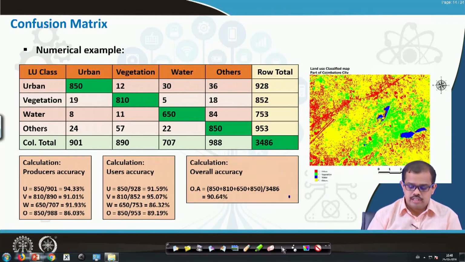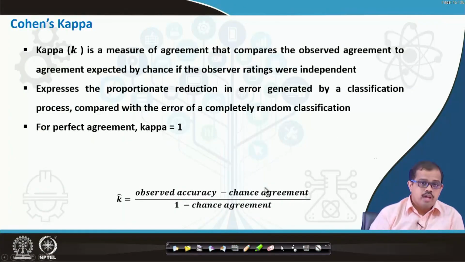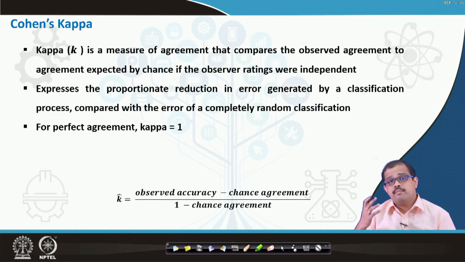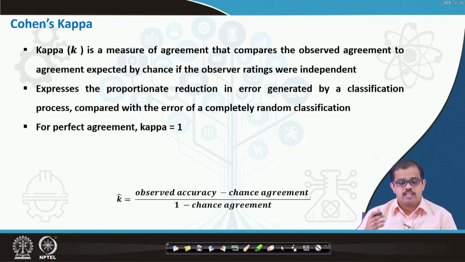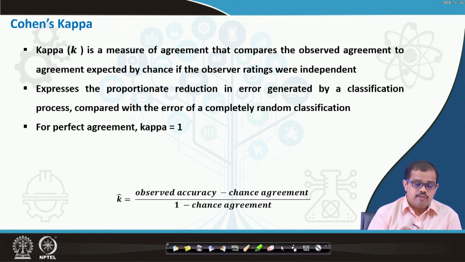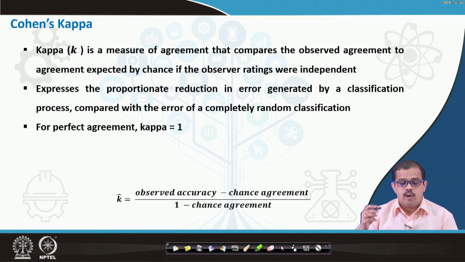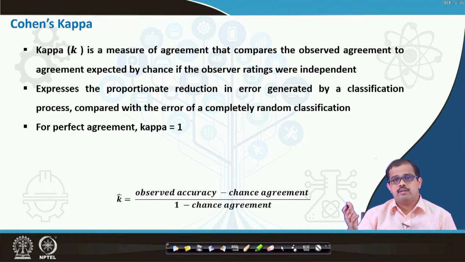Another measure to look at is using kappa. Kappa, or Cohen's kappa, is a measurement that compares the observed agreement to the agreement expected by chance if the observer ratings were independent. It is not quite dependent like your overall accuracy. For example, when you look at kappa here, it is the observed accuracy minus the chance agreement, divided by 1 minus the chance agreement, the chance that a particular pixel belongs to that particular class. So it goes pixel wise.